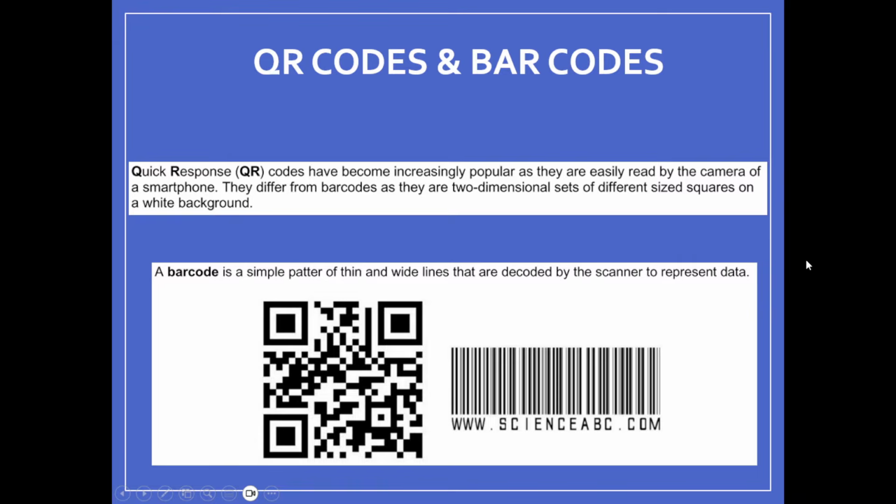We also have QR codes and barcodes, and again, most of you are familiar with this. Please just remember that our QR code is a quick response code. They have become increasingly popular as they are easily read by the camera of a smartphone. Okay, bear this in mind. They differ from barcodes as they are two-dimensional sets of different size squares on a white background. Here we see them. Whereas a barcode is a simple pattern of thin and wide lines that are decoded by the scanner to represent data. So please just know the difference between your QR code and your barcode. The nice thing is your QR code can be programmed with really anything.